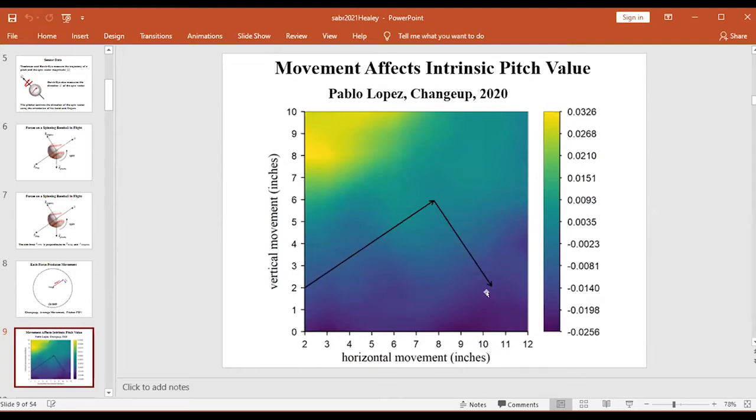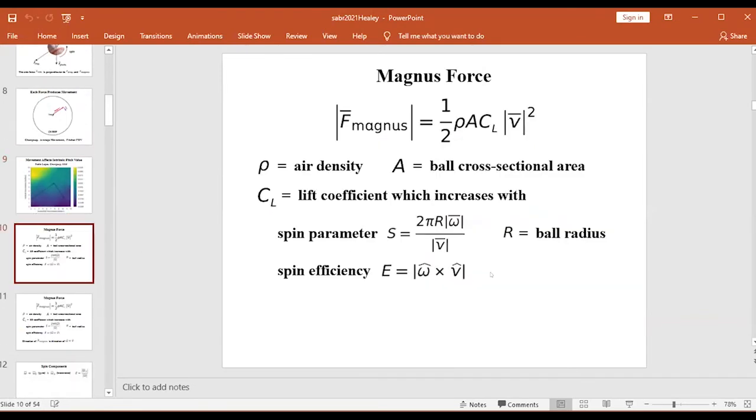And you can see if he added more Magnus instead of the side force, more Magnus would just take the pitch up in this direction. You can see that that doesn't help. So for this pitch, the side force is very important to the performance of the pitch.